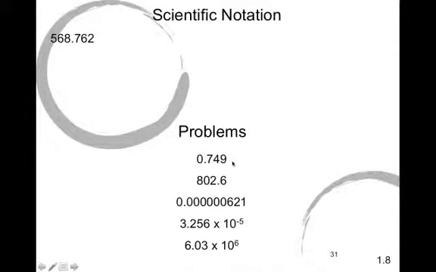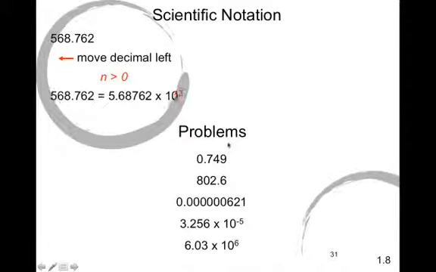So 568.762 is what in scientific notation? You have to move the decimal so that it's between 1 and 10. I move the decimal over here, and then it's 5.68762 times 10 to the positive second, right? Moving the decimal left. Yes. No, you should not round that number.